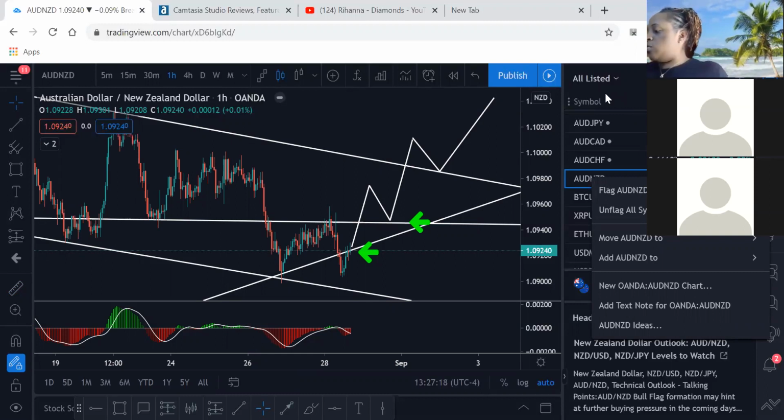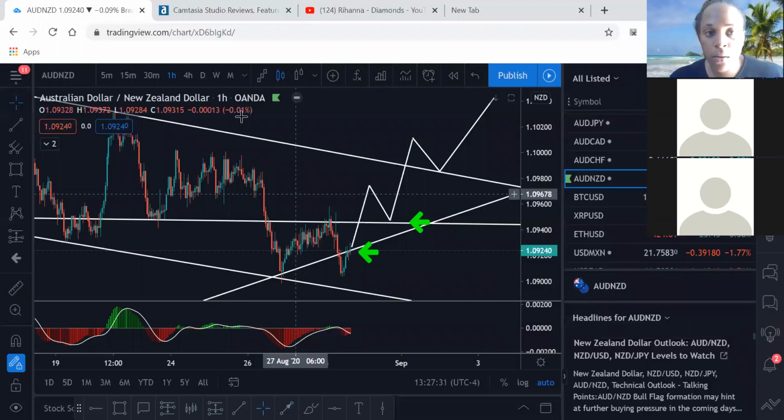Guys could start to make note of it. But for this week, you can look at NZD for the buy, right? And you can make your little note on that.